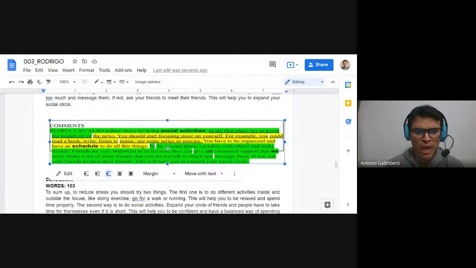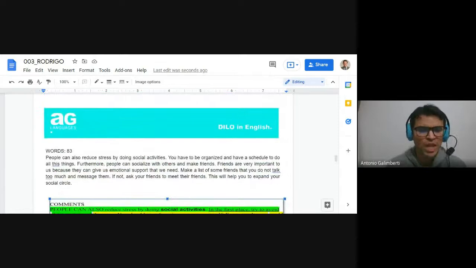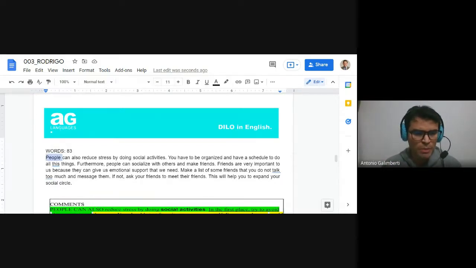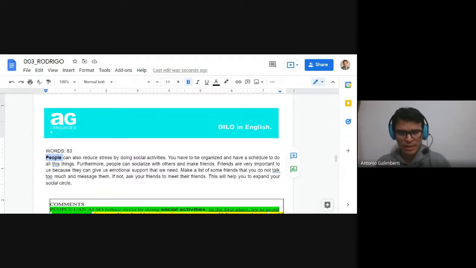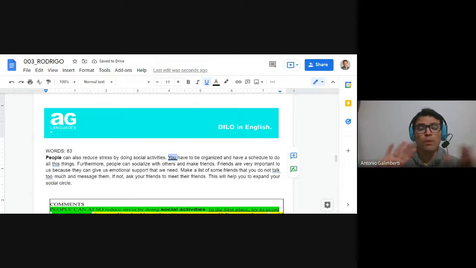This is the original paragraph and the original comments. First of all, let's see if you are talking about people, people, people, and if you're not telling me you in your paragraph. So people also reduce stress by doing social activities. You cannot talk about exercise here because exercise has been addressed in the previous paragraph. This is about social activities. And here you have you. You cannot put you here because you're talking about people.